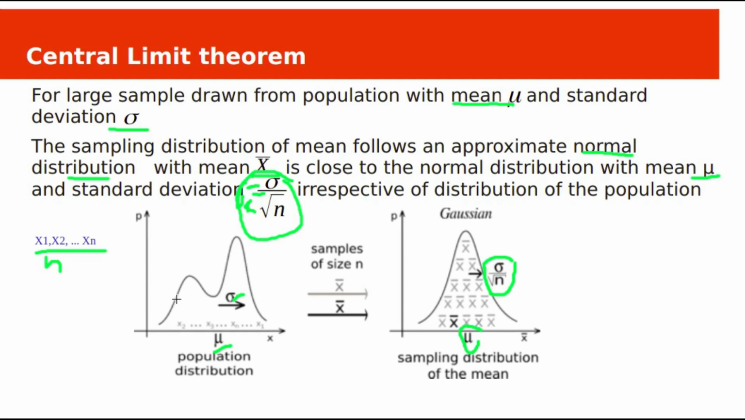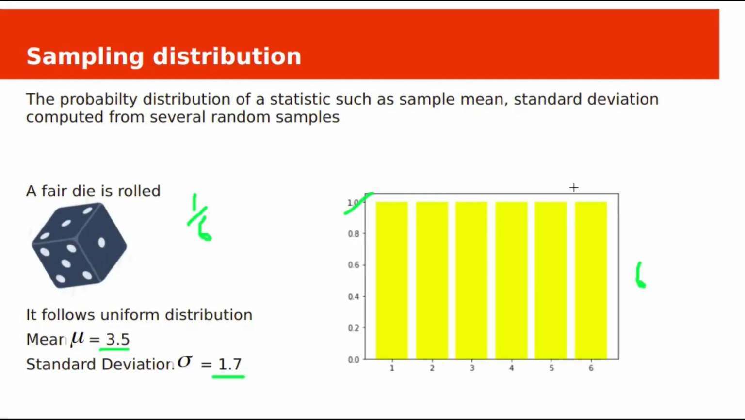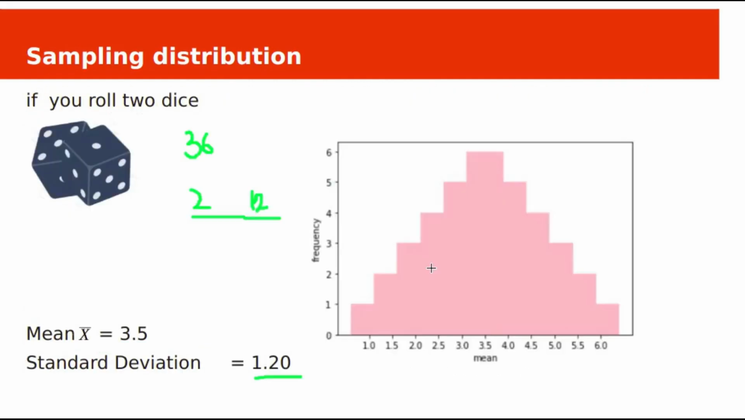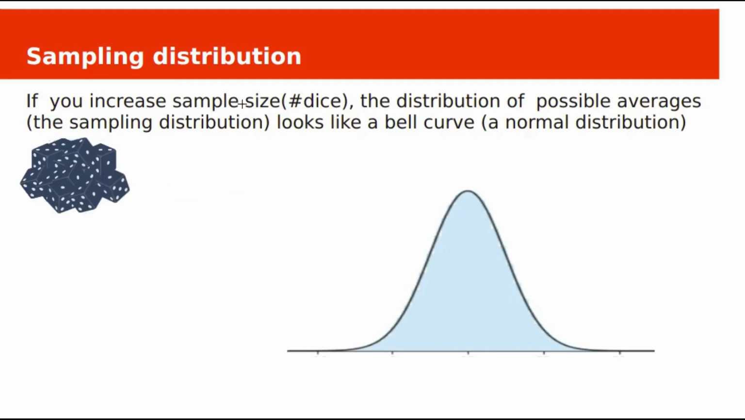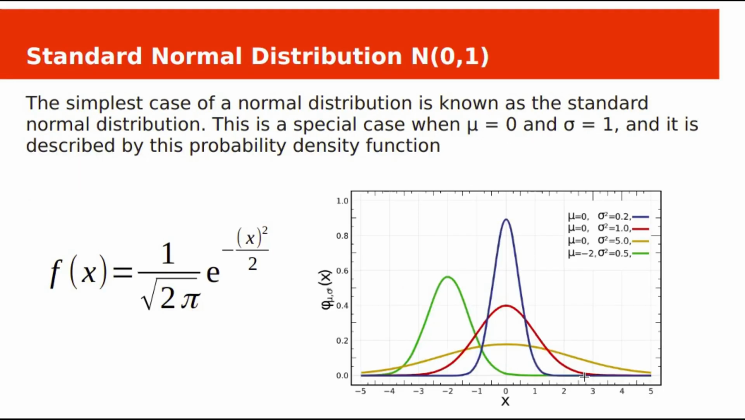In our previous example, our population is a uniform distribution, but the sampling distributions are normal distributions. If you take a large sample, if you roll more dice, the sampling distribution looks like a normal distribution. We have seen the normal distribution.